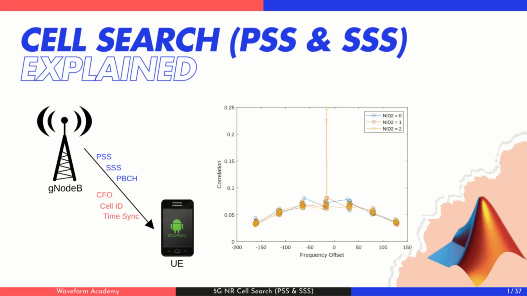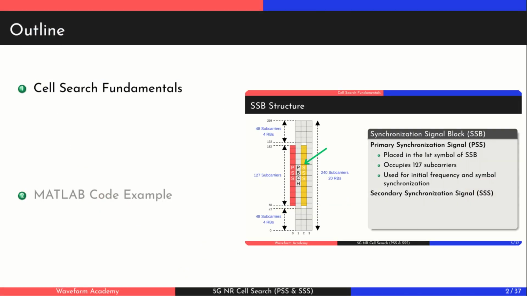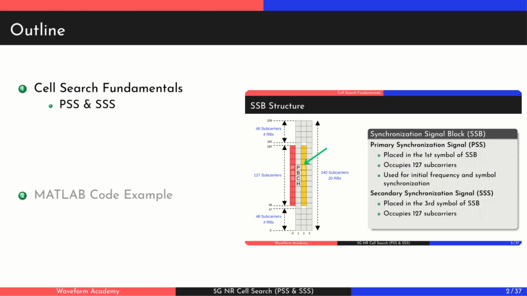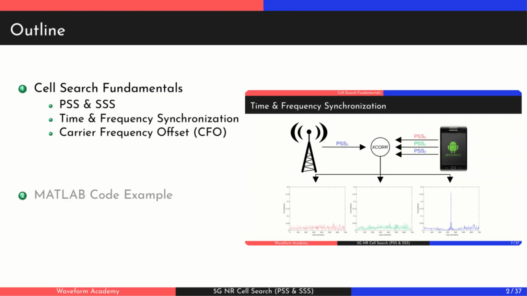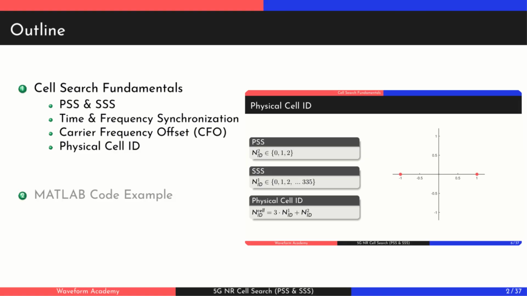Welcome to the third episode in our 5G waveform series, where we're diving into one of the most critical steps in 5G communication, cell search. In this video, you'll learn how user equipment detects a cell using the primary and secondary synchronization signals. We'll break down how it synchronizes in time and frequency, estimates carrier frequency offset, and determines the physical cell ID.